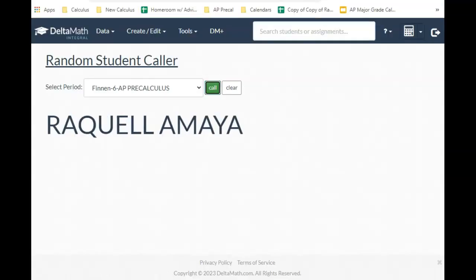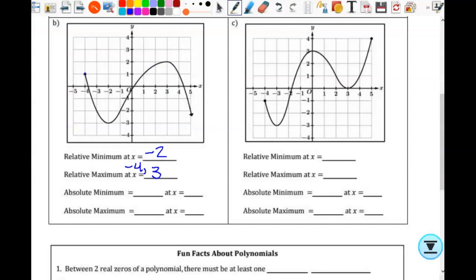All right. Then Raquel. Where are you, hon? Okay. All right. So what do you think for an absolute minimum? Two at x equals 3. For your minimum? 2 at x equals 3. -3 at -2? Okay. What do y'all think of that? No? Okay, can y'all tell me why it might not be right?